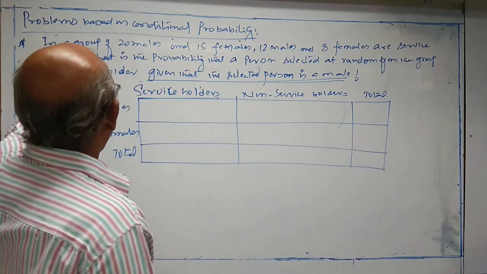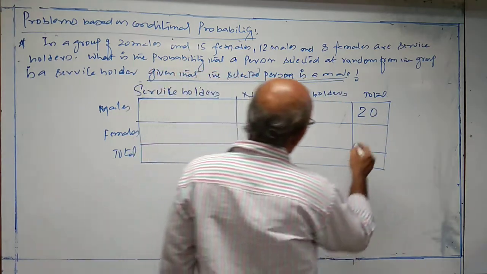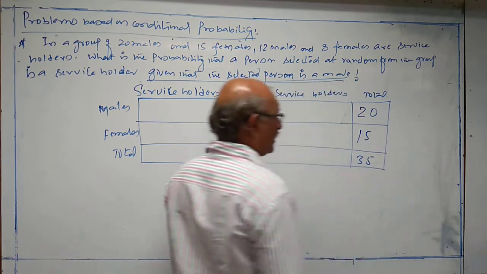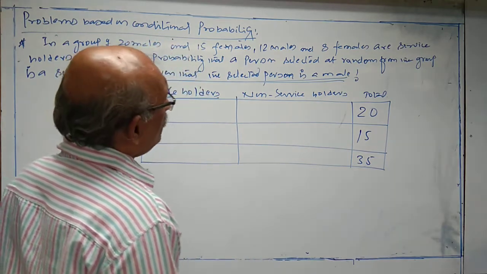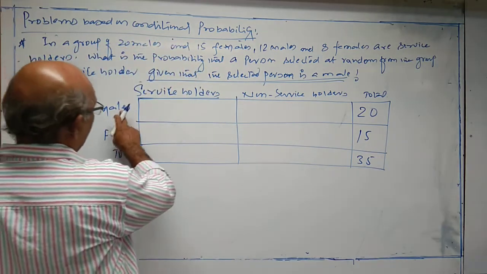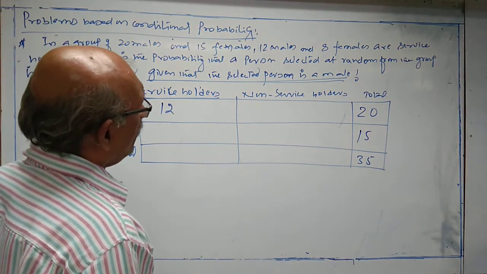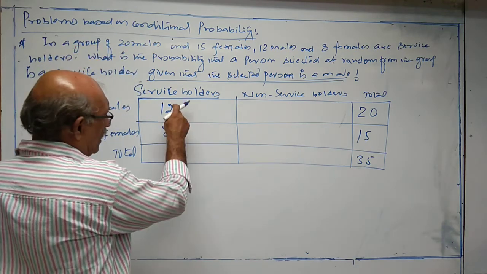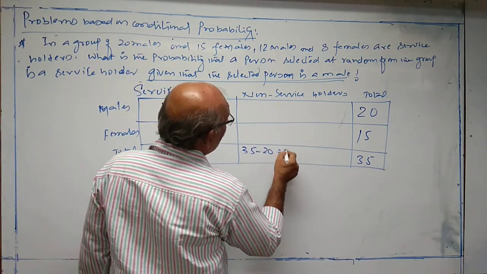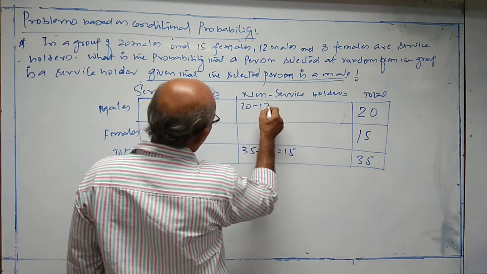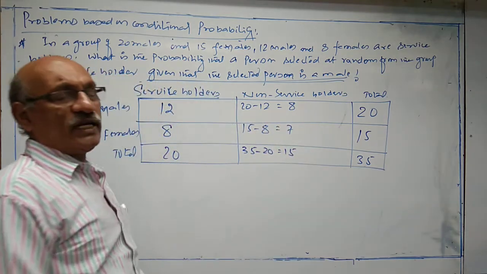Now what is given in the question, sir? In a group of 20 males and 15 females, the males total is 20 and the total is 35 candidates. Now 12 males and 8 females are service holders. Male service holders 12, female service holders 8. 12 plus 8 is 20, 35 minus 20 is 15. 20 minus 12 is 8, 15 minus 8 is 7. So the table is filled.